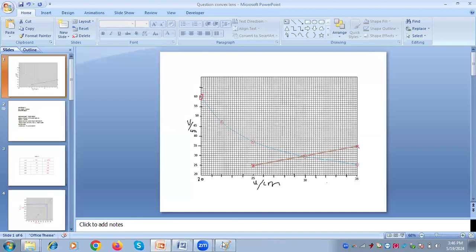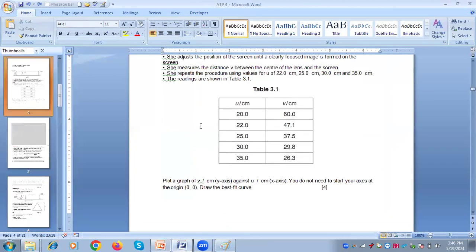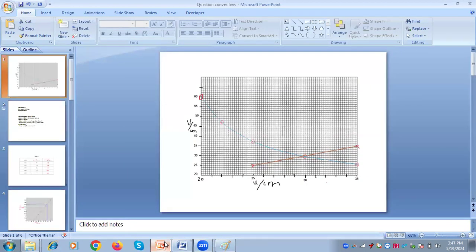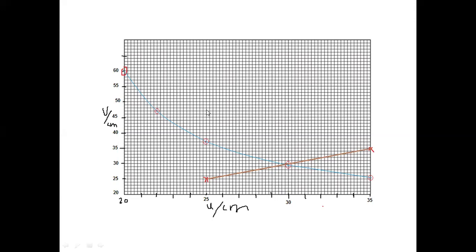And what is in the table? According to the table given in the question, for u equal to 20, v is 60. For u equal to 22, v is 47.1. So the readings are plotted here for each.